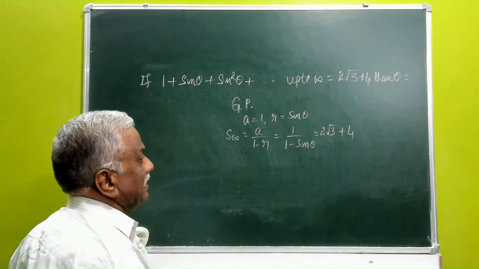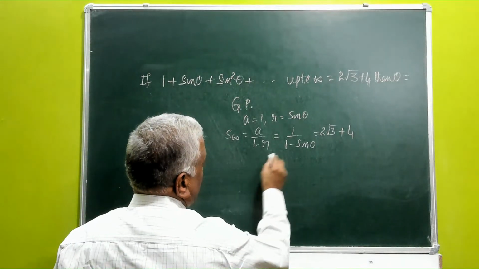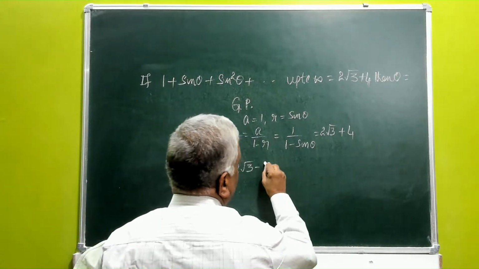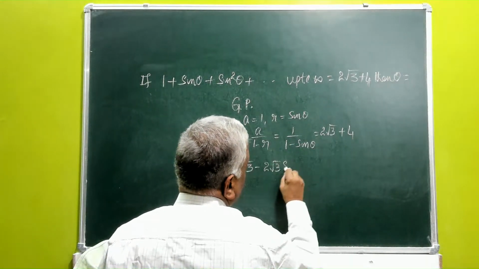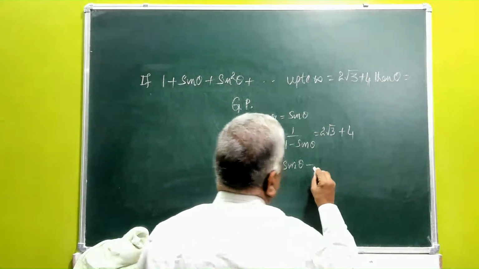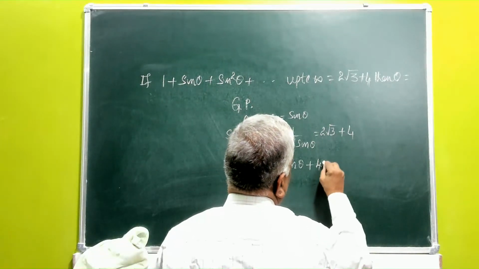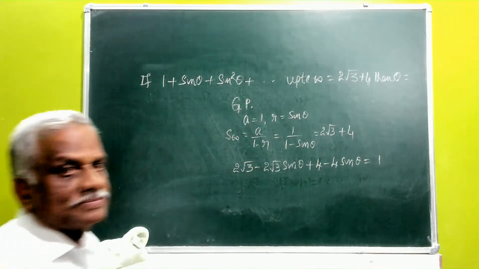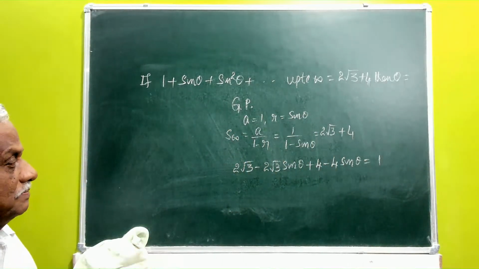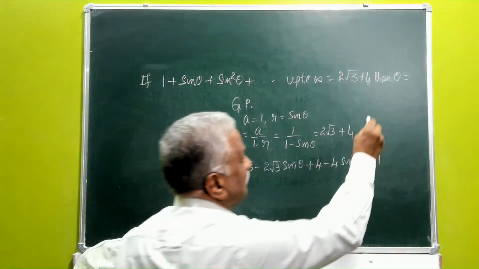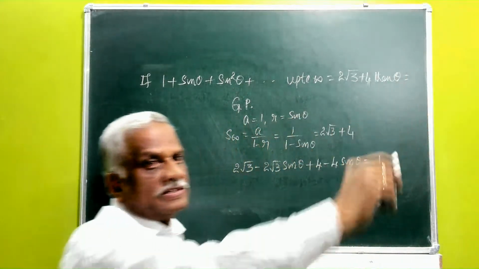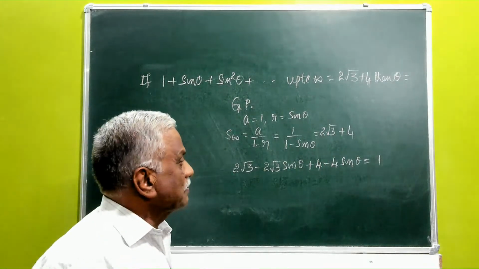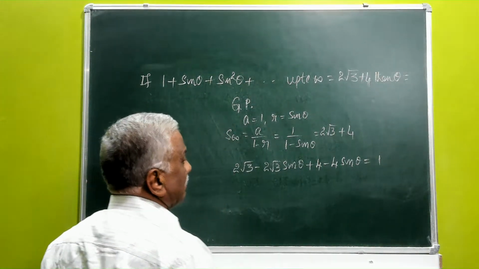Now we have to just simplify this. Let us cross multiply. You get 2 root 3 minus 2 root 3 sin theta plus 4 minus 4 sin theta is equal to 1. I have just cross multiplied this. Now we have to find the value of theta. That means you have to find the value of sin theta. Once you know what sin theta is, from that you can get theta.